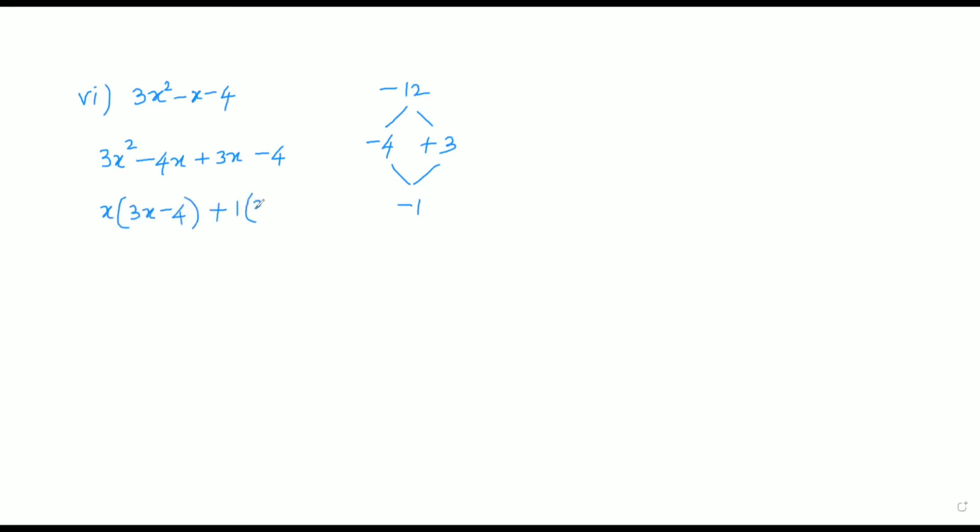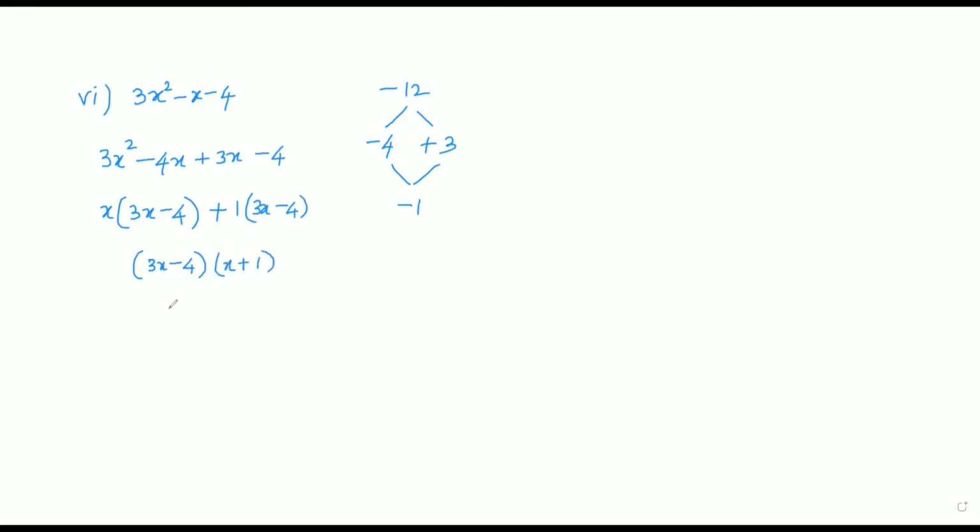The next question is 3x squared minus x minus 4. So minus 12, if you factorize, you get minus 4 plus 3. And when you multiply, you get minus 4 into 3 as minus 12. And when you add, you get minus 1. So you can rewrite this as 3x squared, instead of minus x, you can write minus 4x plus 3x minus 4. In the first two terms, if you take x common out, you get 3x minus 4. In the next two terms, take 1 common out, you get 3x minus 4. Now you take 3x minus 4 common out, you get x plus 1.